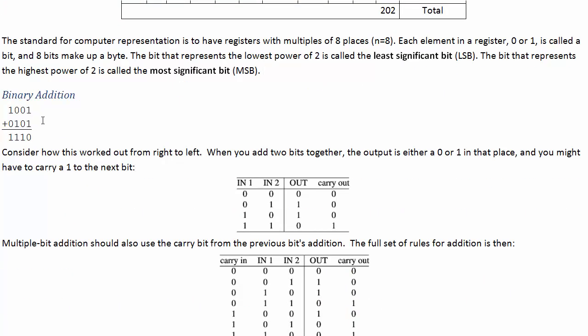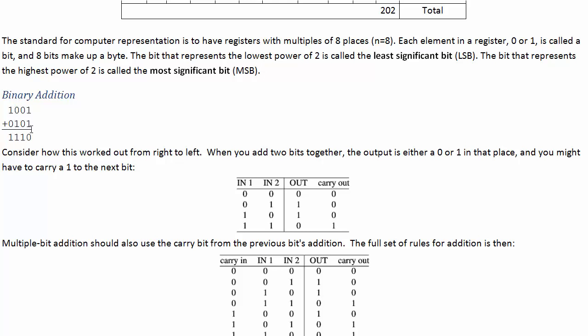Let's look at binary addition. If you wanted to add 1001 to 0101, then let's do this. We get 1 plus 1 is 0, carry the 1. And so we've got 0 plus that carried 1 is a 1. 0 plus 1 is 1. 1 plus 0 is 1. And there we go. That's our result.